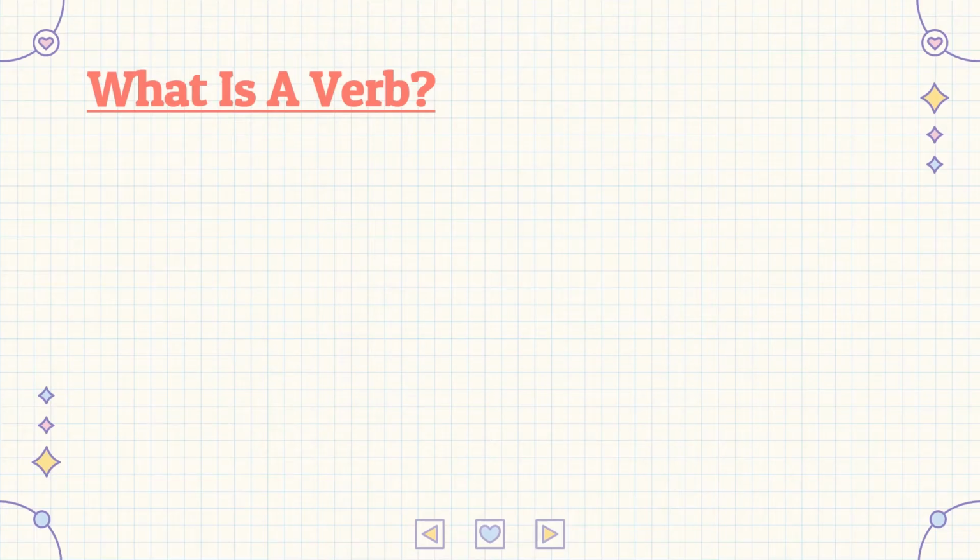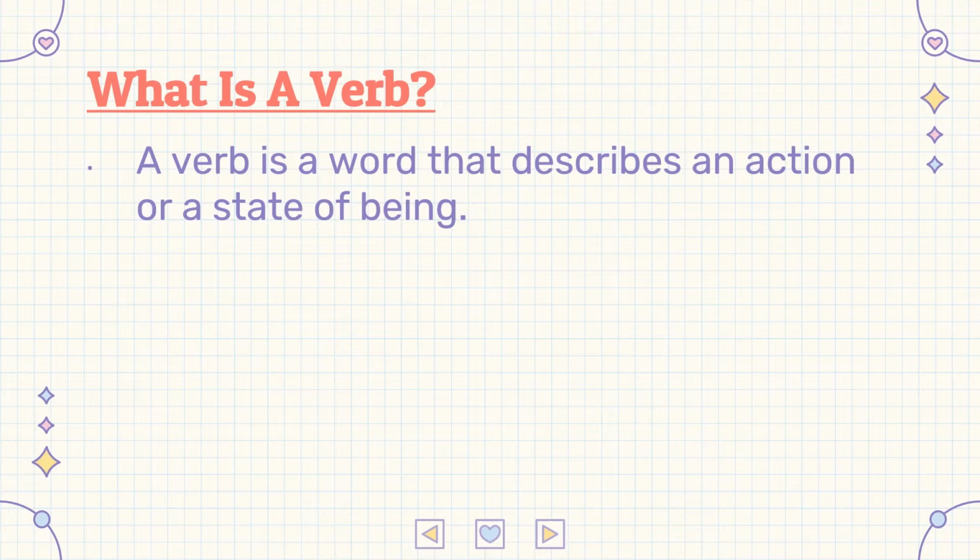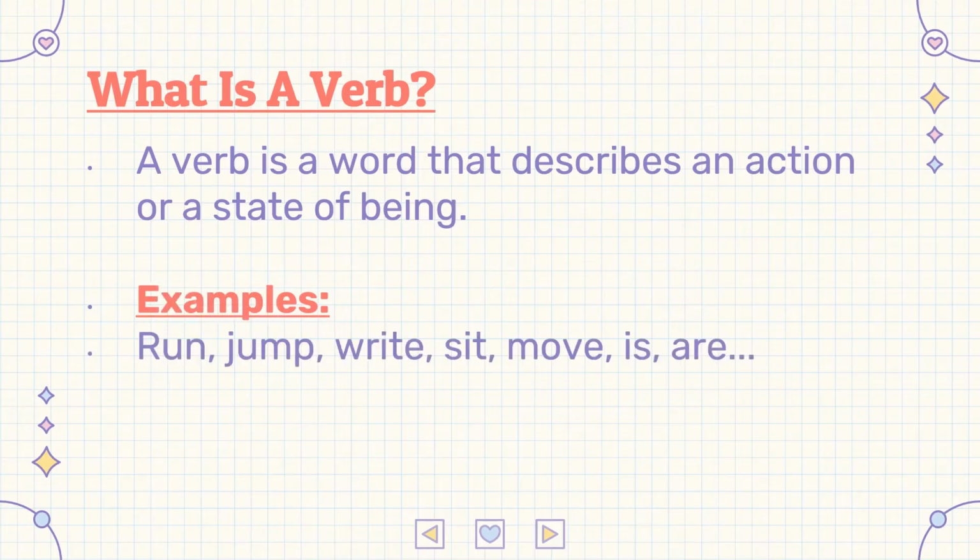First, we have to learn what is a verb. A verb is a word that describes an action or a state of being. Examples: run, jump, ride, sit, move, is, are, etc.